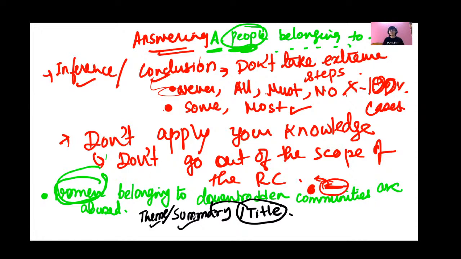Now, what is your theme or your summary? Your theme or summary is the thing that is mentioned again and again in your RC. Suppose something is mentioned in your first paragraph, in your second paragraph, in your third paragraph, that becomes your theme, your central idea, your summary. Something that has been mentioned again and again in your passage.